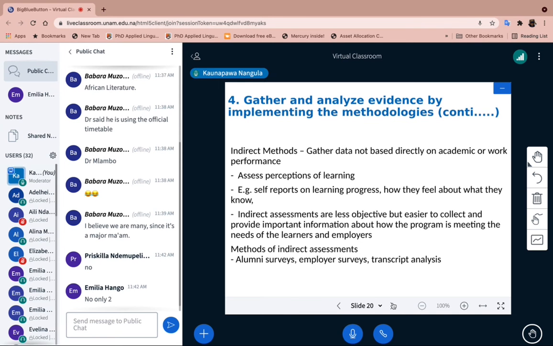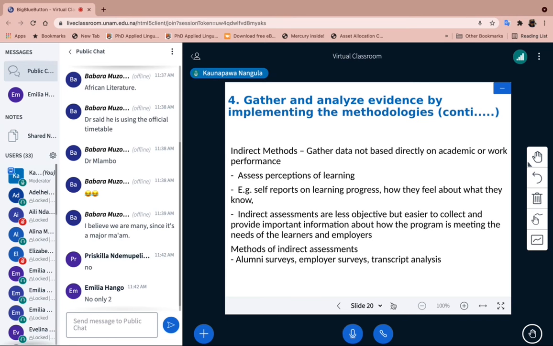Methods of indirect assessment are alumni surveys, employer surveys, and script analysis. All right, so basically, objective here, I guess we are talking about, because the other one, the direct one, is so much related to the knowledge and the skills that have been stipulated, let's say, in the syllabus, regarding the content that is presented.